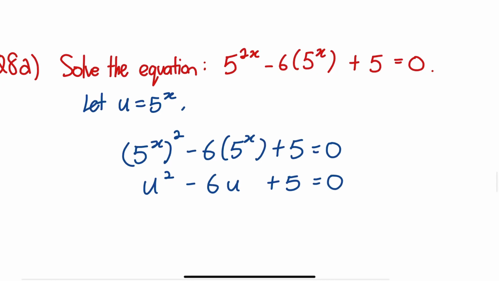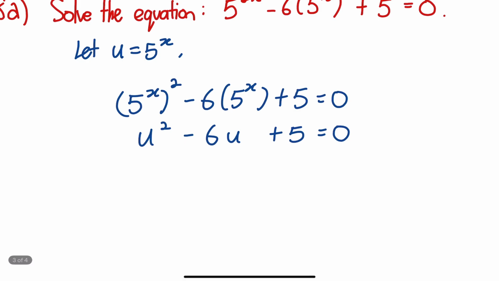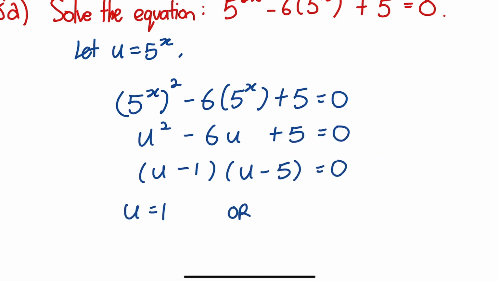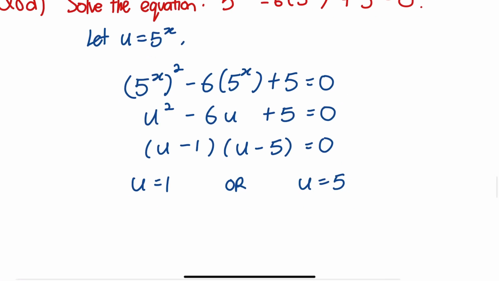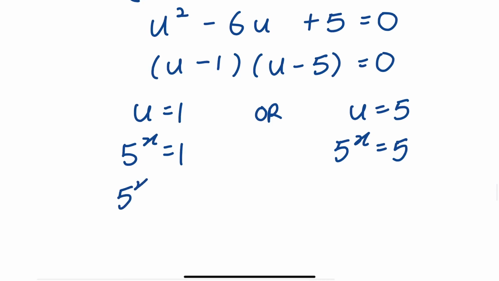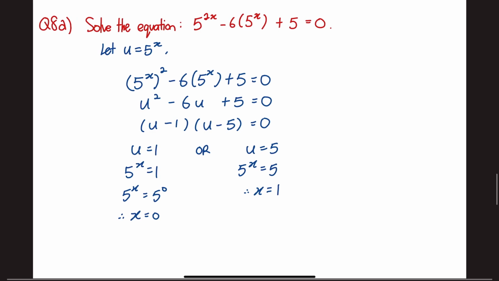Therefore, I have a quadratic equation now. Now simply solve this by factorization. I should get u minus 1 times u minus 5 equals 0. Therefore, u equals 1 or u equals 5. And therefore, 5 power x equals 1 or 5 power x equals 5. Very simply, I know that 1 is equal to 5 power 0. Therefore, x equals 0 or x equals 1. And this is the solution to question 8a.